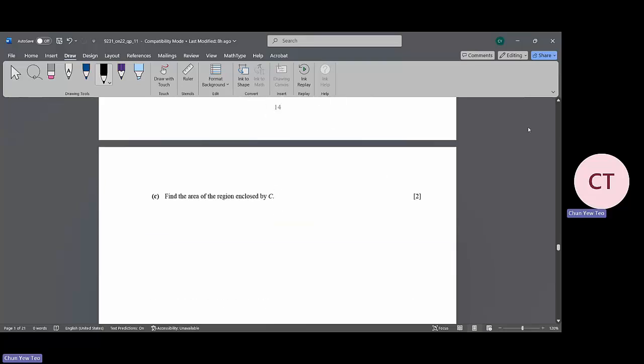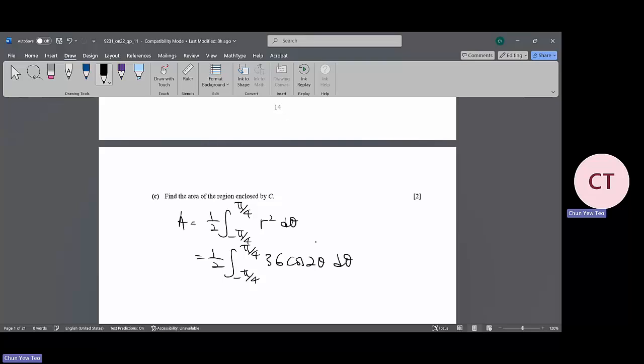Okay, so now we move on. We want to find the area of the region. So area of the region is half the integral from negative pi over 4 to positive pi over 4 of r squared d theta. So this will be half, negative pi over 4 to pi over 4, 36 cos 2 theta d theta. This one is quite easy to integrate because we can integrate cos directly. So you will get 36 over 4 sine 2 theta from negative pi over 4 to positive pi over 4.